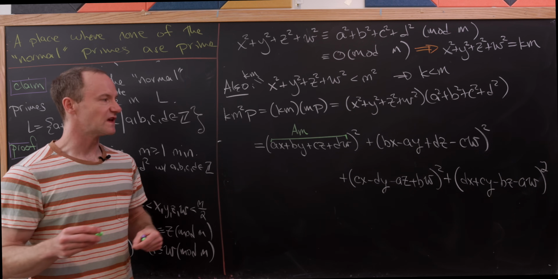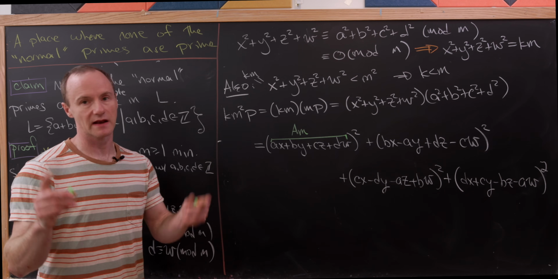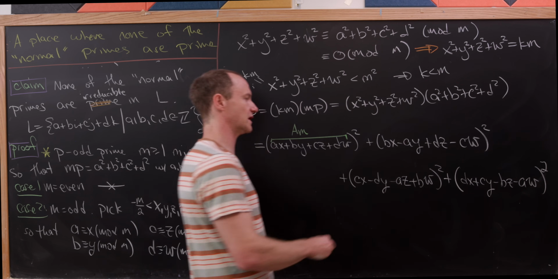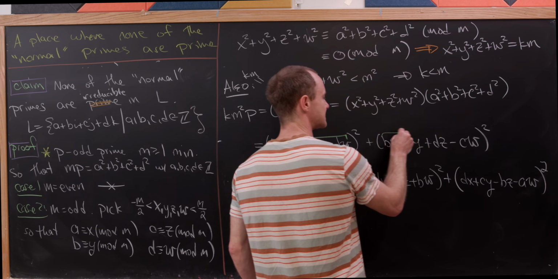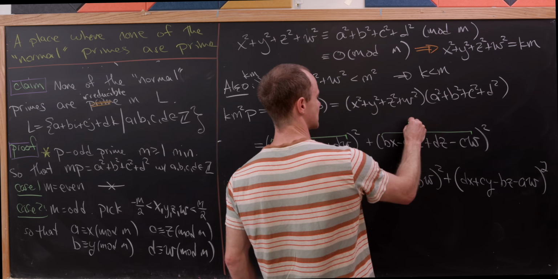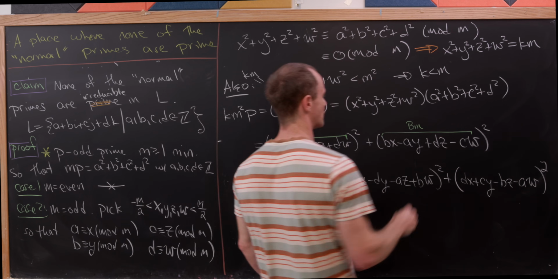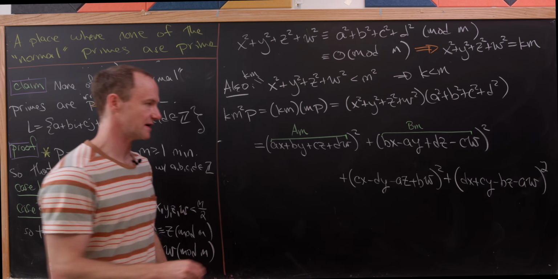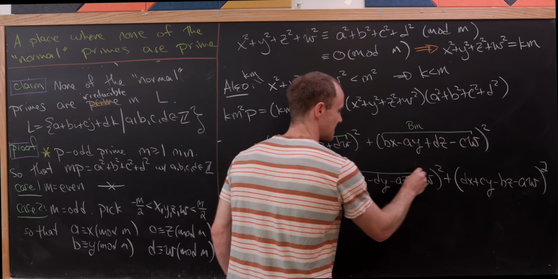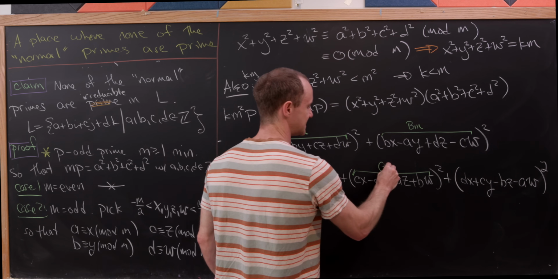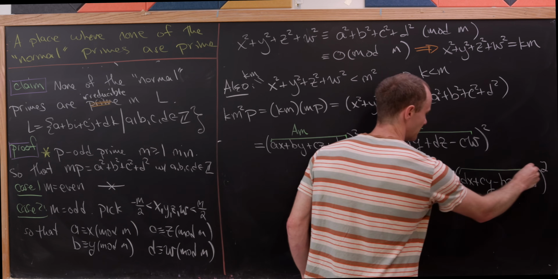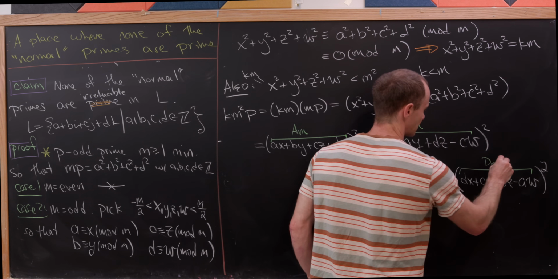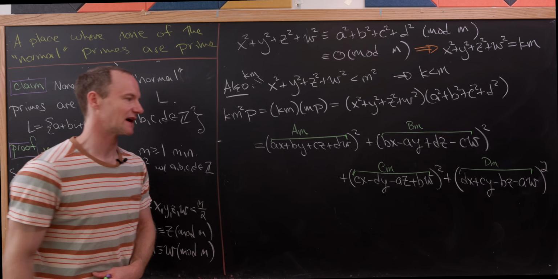And then via a similar argument, a parallel argument, if you will, you can see that this object right here is going to be a multiple of m as well. I can write that as B times m. This object right here, I can write as C times m, that's a multiple of m. And then this object right here, I can write as a multiple of m, that's D times m.